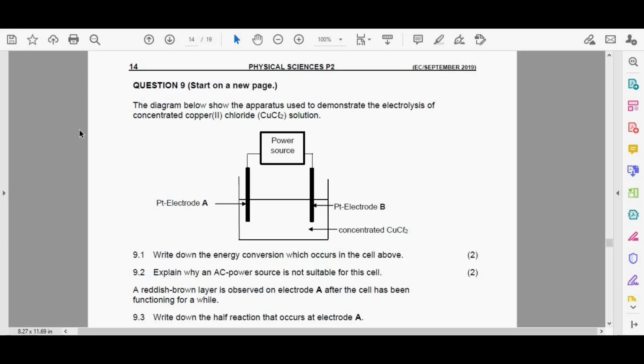Alright, grade 12s, today we're going to have a look at question 9 of the Physical Sciences Paper 2, September 2019 exam. Question 9 says that the diagram below shows the apparatus to demonstrate the electrolysis of concentrated copper(II) chloride, CuCl2, solution. We have a platinum electrode, Pt electrode A, as well as B, and concentrated copper chloride. For 9.1, write down the chemical conversion which occurs in the cell above.